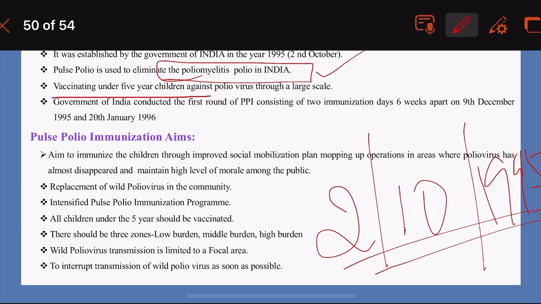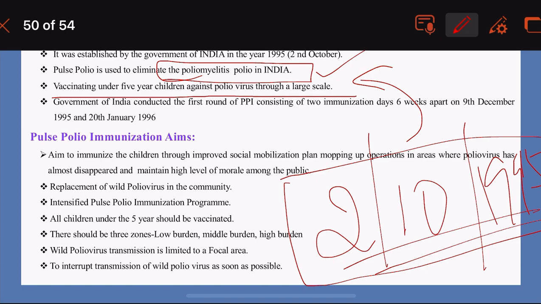Vaccinating under 5-year children against poliovirus on a large scale. So this immunization program was initiated to vaccinate the children against the poliovirus on a large scale. Government of India conducted the first round of pulse polio immunization consisting of 2 immunization days 6 weeks apart, on the 9th of December in 1995 and 20th January 1996.